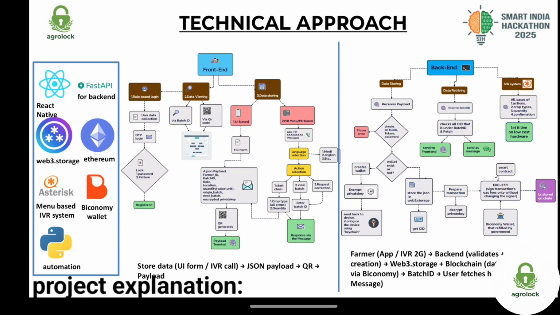Technical approach. We are using FastAPI for the backend, React for the frontend, and Web3 for the storage. Ethereum, as you know, is a blockchain that is used to store as a ledger. And for the IVR system, we are using Asterisk. The blockchain and the IVR system use a lot of currency. That's why we are using Biconomy Wallet and Python to automate the entire process.